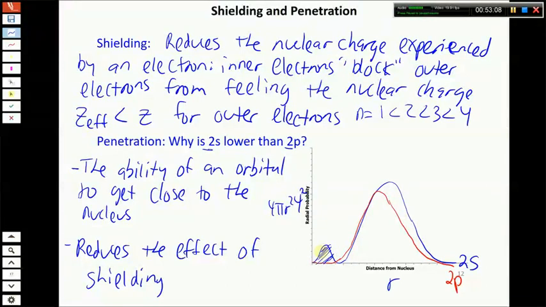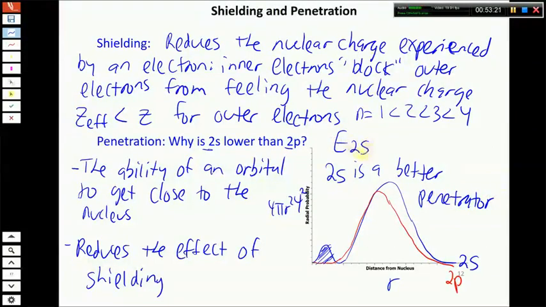So you would say that 2s orbitals, or 2s electrons, are better penetrators. They get closer to the nucleus. And that's the reason why 2s would be, in terms of energy, less than 2p. So if you have a 2s and a 2p orbital, the 2s orbital being a better penetrator lowers the energy, and so 2s would come before 2p if you're ranking them from lowest to highest energy. Those are the two effects that dictate the order that the different subshells come in.